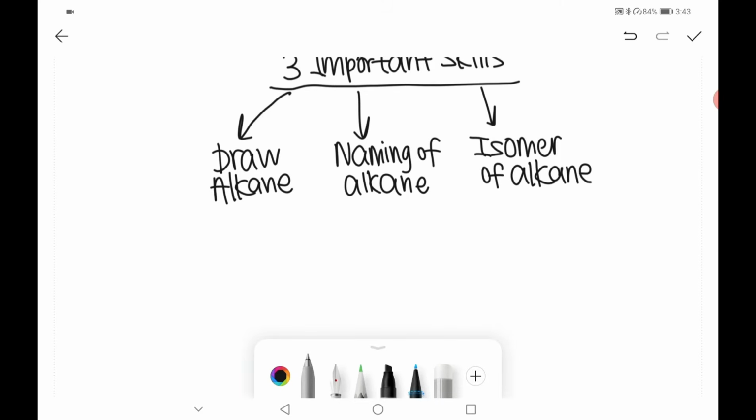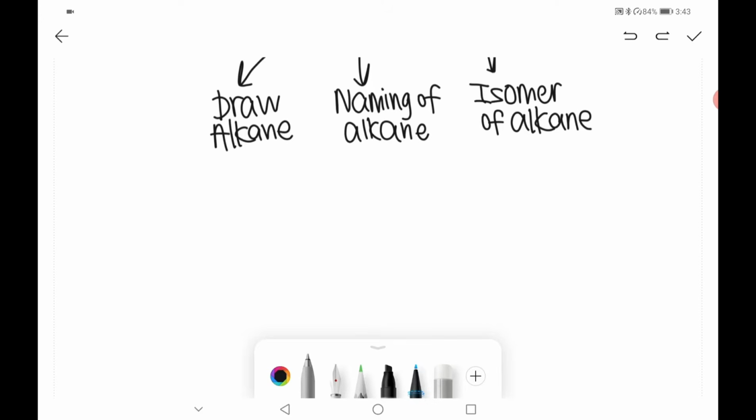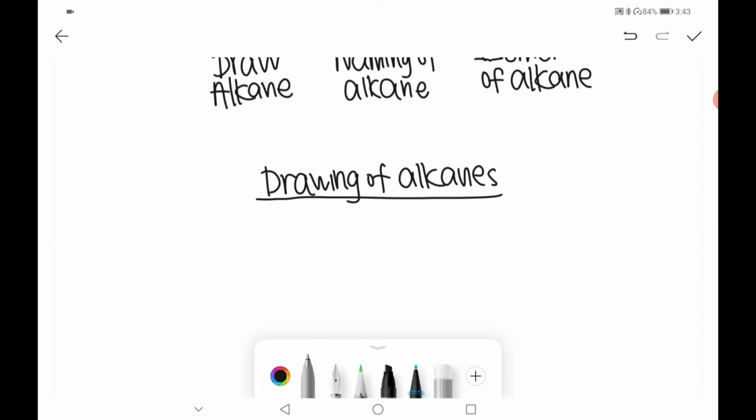Let's start with the first one, draw alkane. So how are we going to draw the alkane? To learn the drawing of alkane, you need to first understand this concept. In SPM, there are a total of 3 types of chemical formula that you need to know.